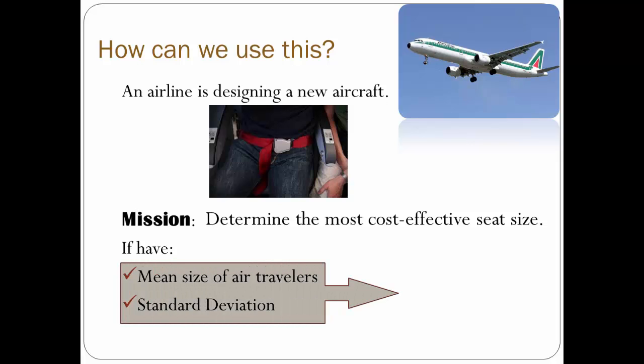If the airlines want to accommodate about 68% of their passengers, then they would design their seats to accommodate people based upon the average size plus 1 standard deviation. If, however, they want to accommodate about 95% of their potential passengers, they would design the seat based upon 2 standard deviations of the mean. Look, a real purpose for statistics.